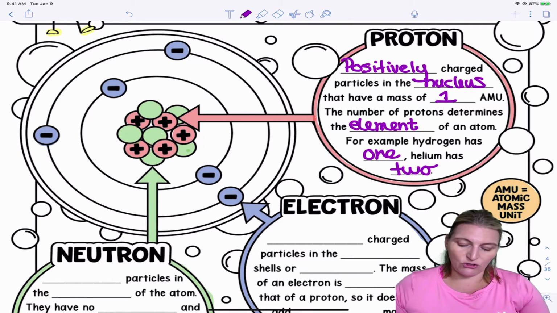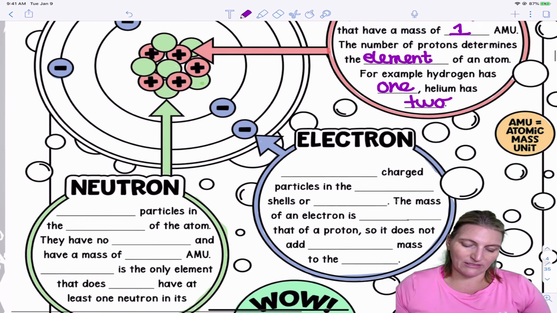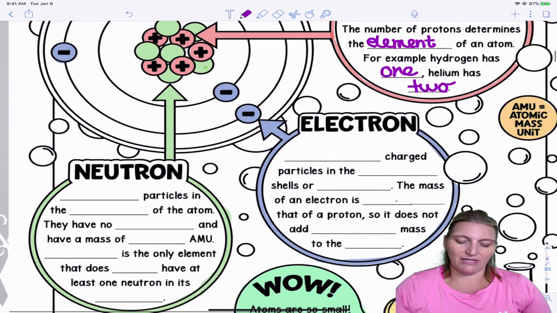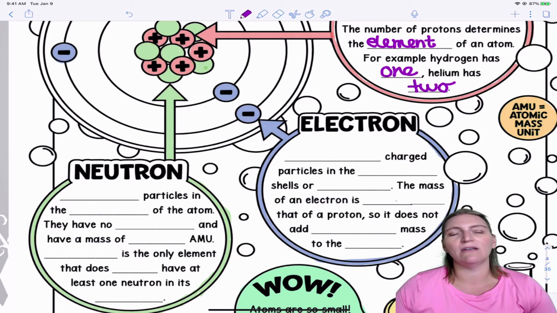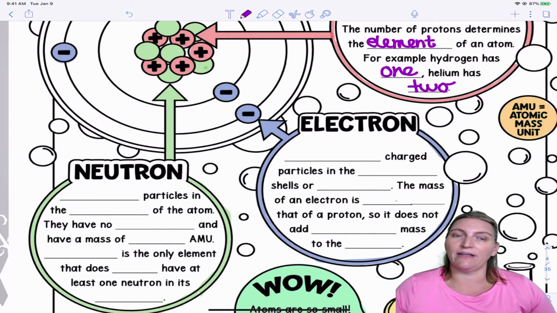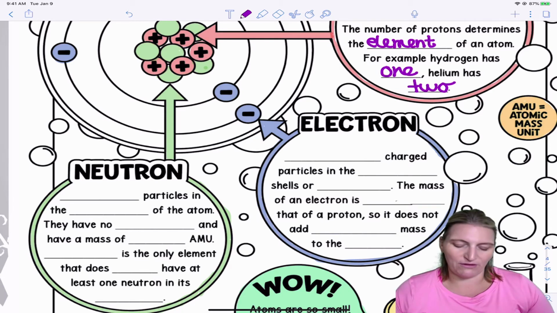So now we have the two other subatomic particles. Let's look at what's symbolized here in green, because that's the other particle in the nucleus. Sometimes you might hear them called nucleons. That's a collective word for protons and the neutrons, because they're both in the nucleus.